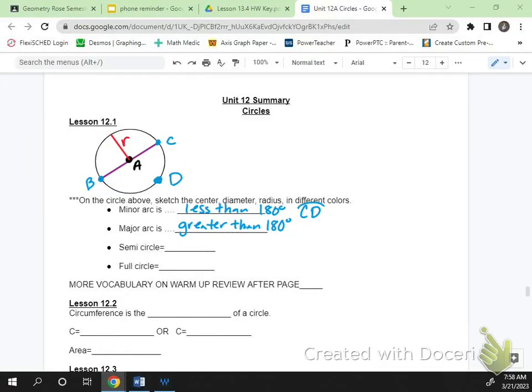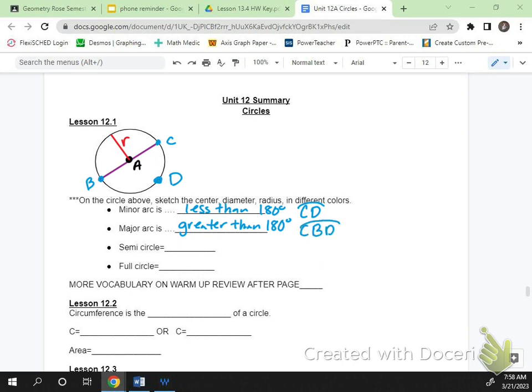And let's pick one out from our diagram we drew. CBD. That's just something. CBD. Do you see what order we went in? We went in the order around that circle, the way we listed the points. CBD.